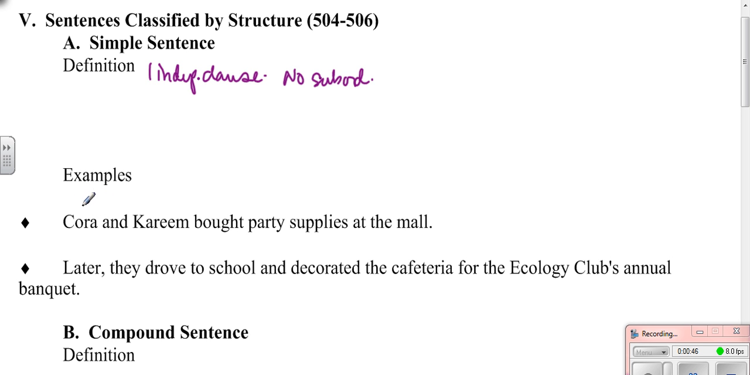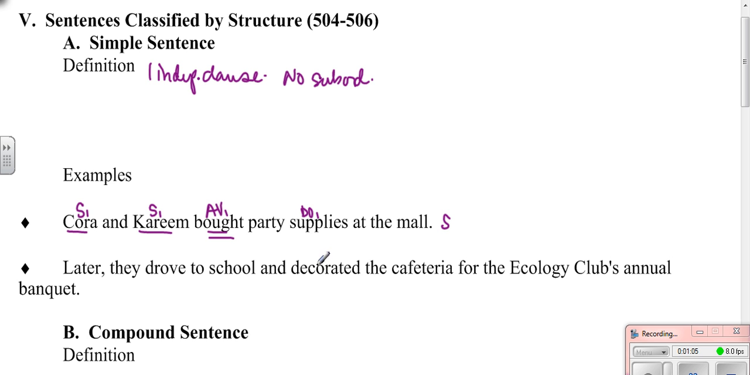For example, Cora, first subject, and Kareem, first subject, bought, action verb. So even though this is a compound subject with Cora and Kareem, they're doing one action. They bought supplies, direct object. This is a simple sentence.